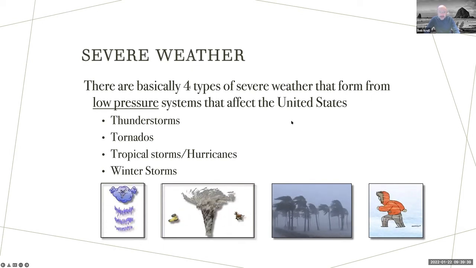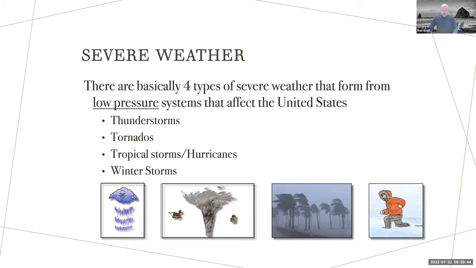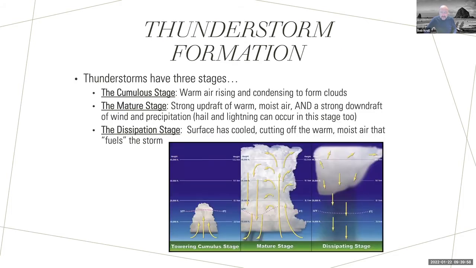So I'm going to talk about these 4 different types of weather that are related to low pressure systems that affect us in this country. Thunderstorms, cumulonimbus clouds, creating an unstable environment, and then this graphic shows the 3 different stages of the thunderstorm. Cumulus stage, mature stage, and dissipation stage, and I'll give you a moment to read through the descriptions there.